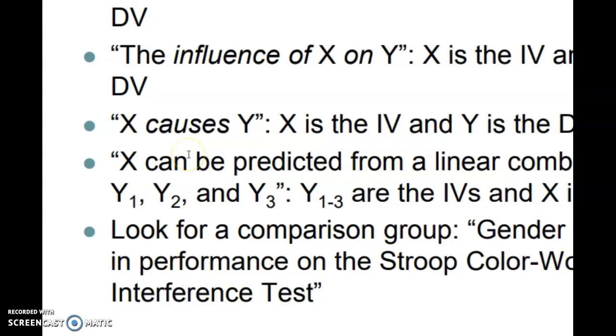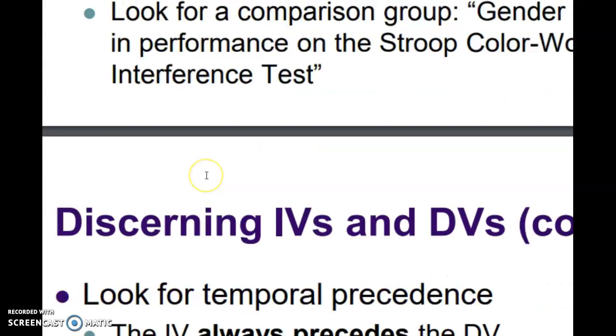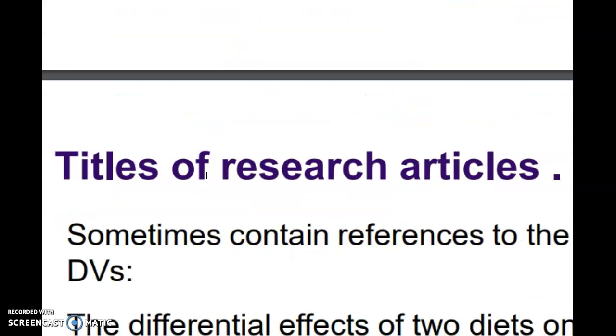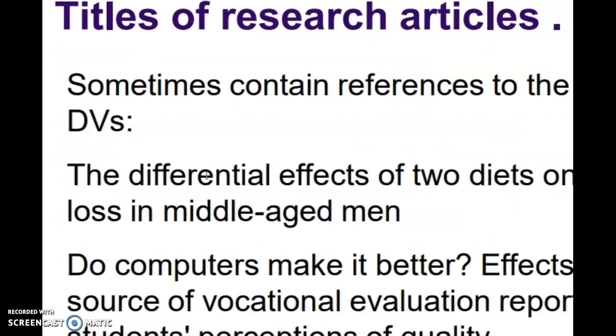Sometimes you would hear like X can be predicted from something. That also is telling you that X is the independent variable, and then these others that you see here are the dependent variable. Also, you can look at the title of a study and get an idea of what the independent and dependent variables are. Let's look at some examples right here.